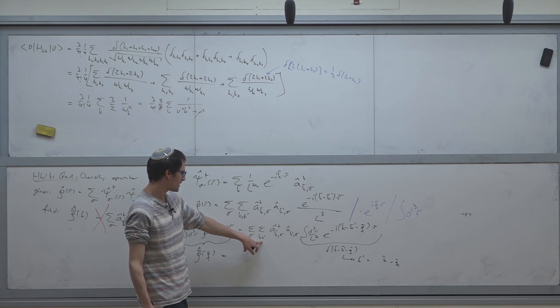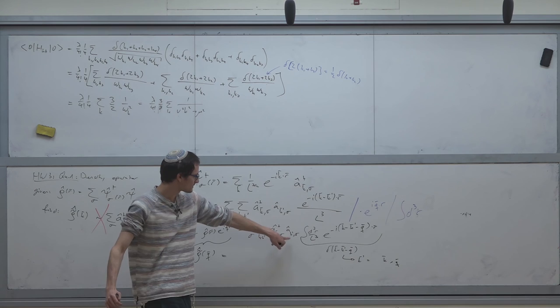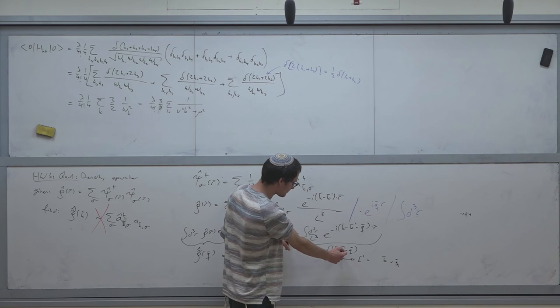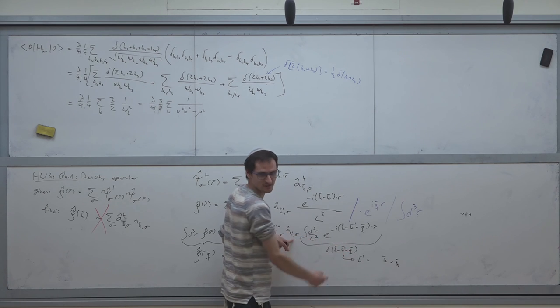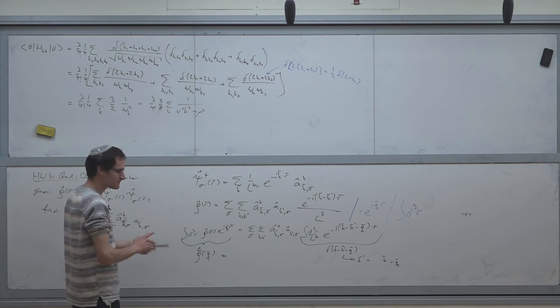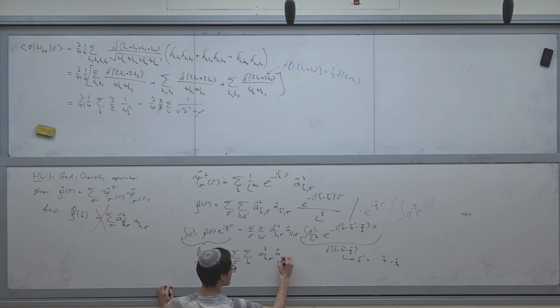I want to do the sum over k prime. When I do the sum over k prime, this thing has no k prime, this thing has a k prime, and then there's a delta. What I have to do is replace k prime with whatever makes this delta non-zero. So we're left with the sum over sigma, sum over k, a dagger k sigma a k minus q. And there we go, we're done.